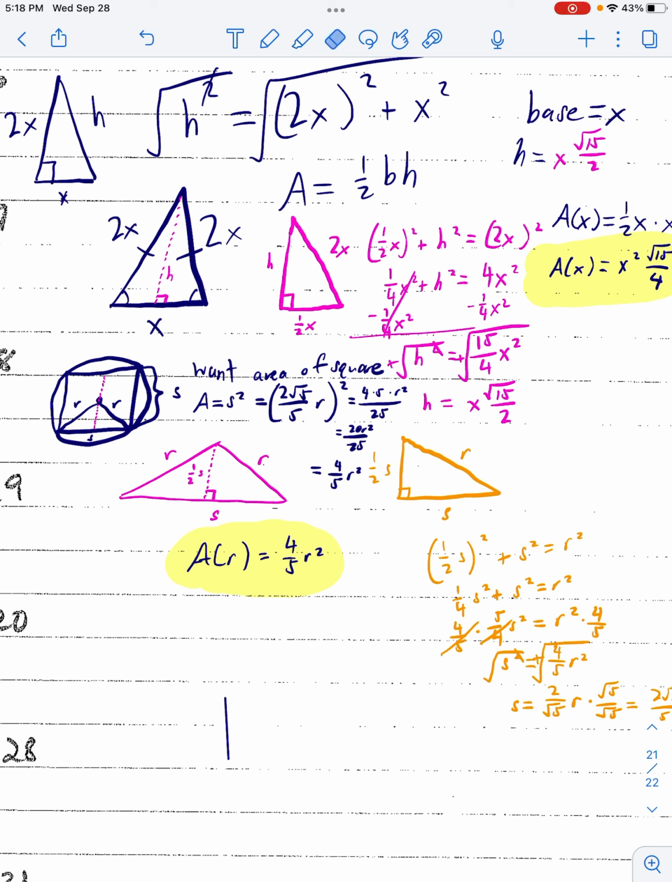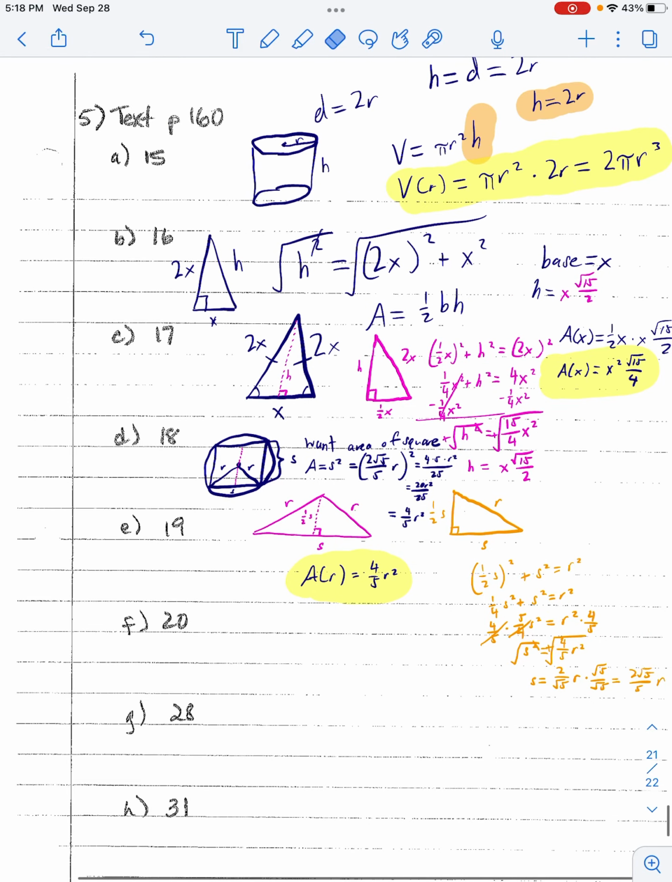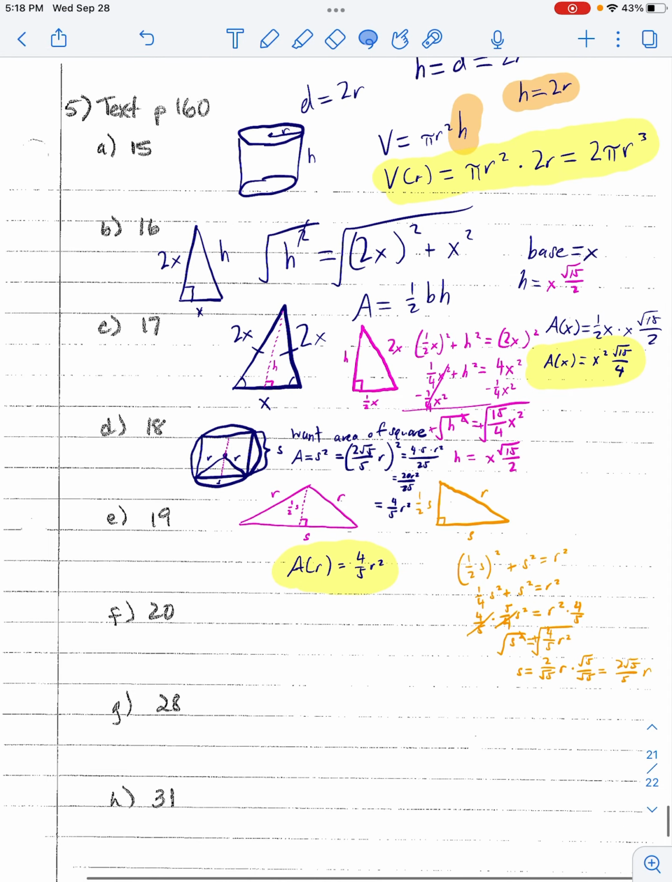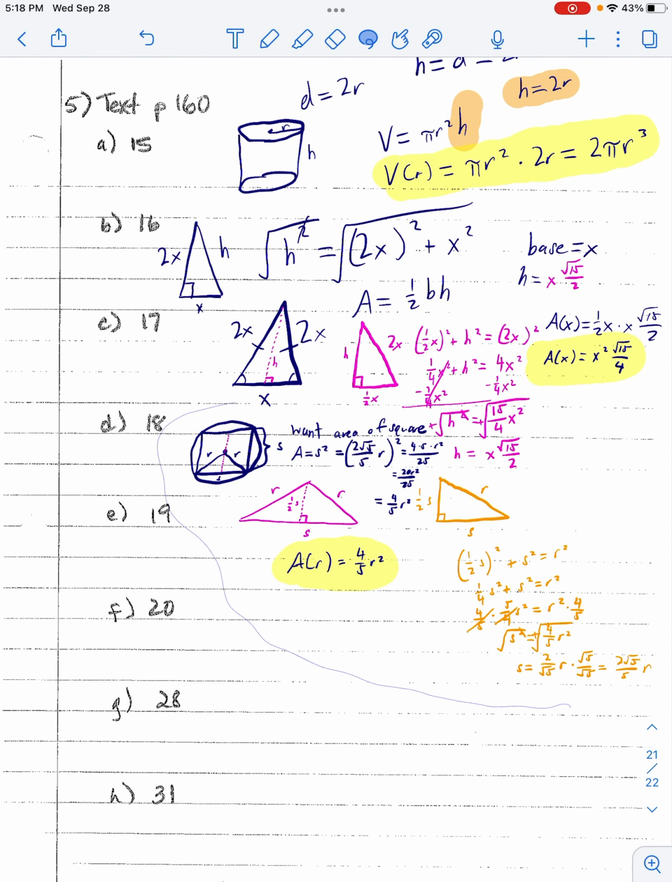So, number 18 in the books. So I'm going to get rid of some of this. Just pause and go back over this if you need to. I'm going to get rid of this so we can do 19. Let's look at 19.